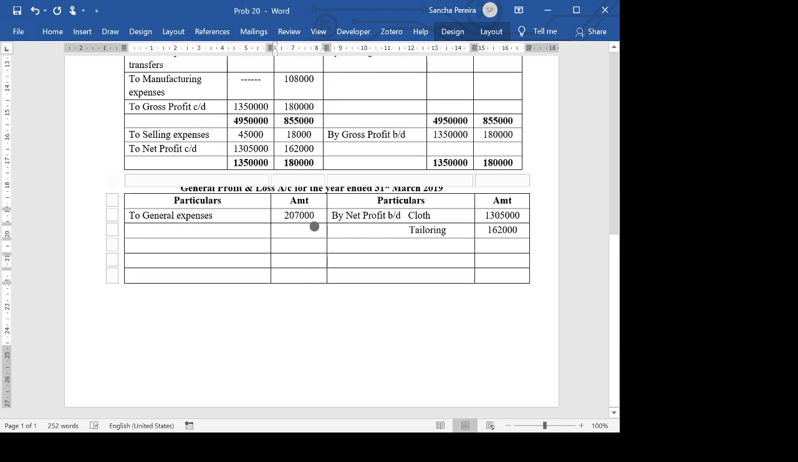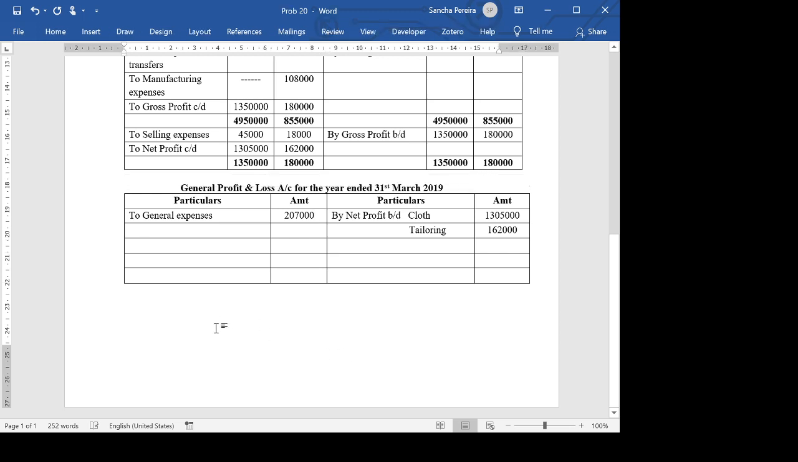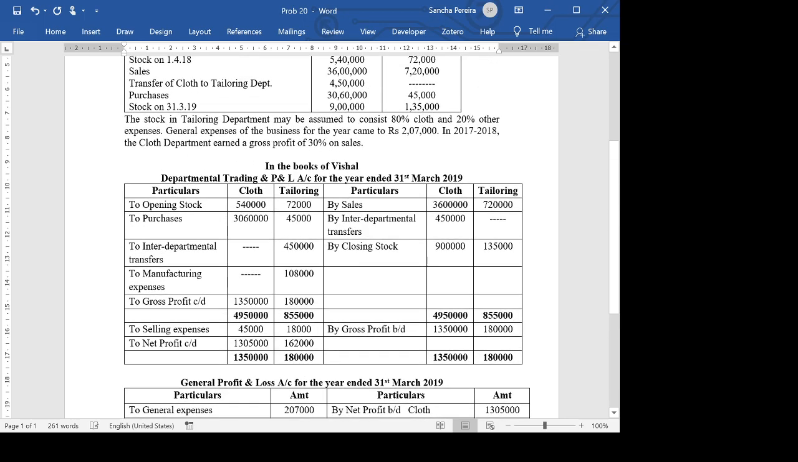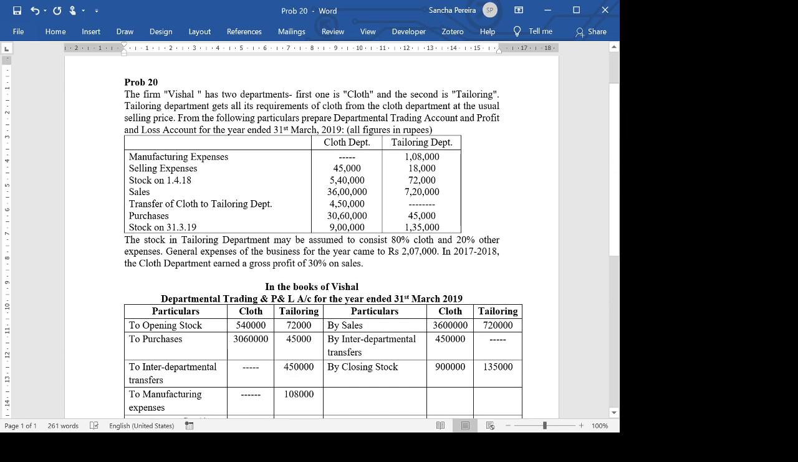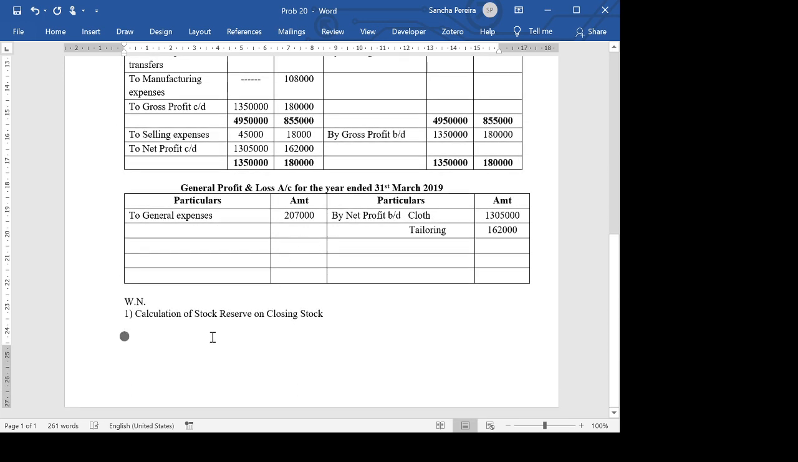So calculation of stock reserve on closing stock. Working note. First working note. Calculation of stock reserve on closing stock. Now, to calculate that stock reserve, we need to know the percentage of profit. We don't know the percentage of profit. They have just said at the usual selling price. Here they've given us a percentage of profit, but for the previous year. Here they've just said usual selling price. So we need to know what is that usual selling price, and to get that we have a formula.